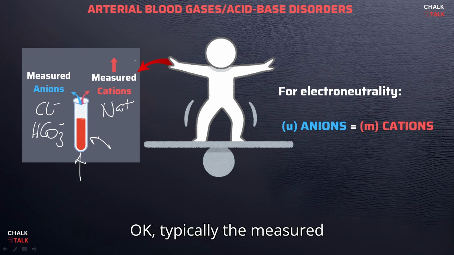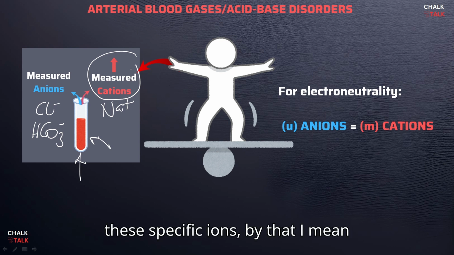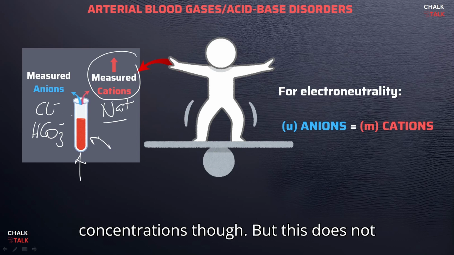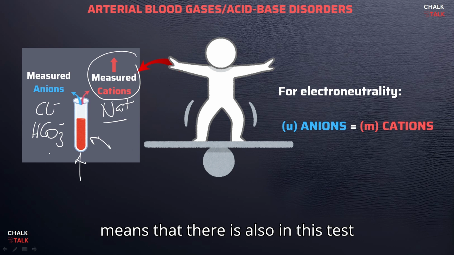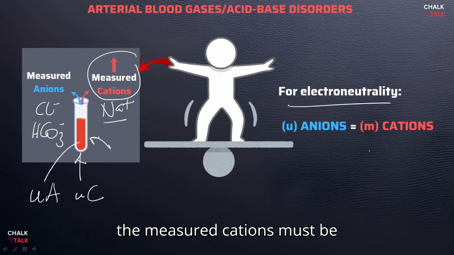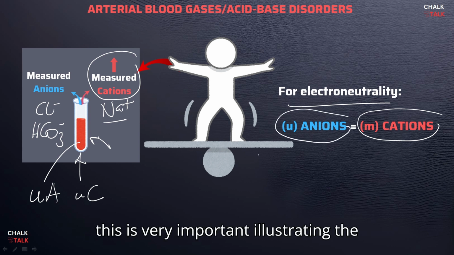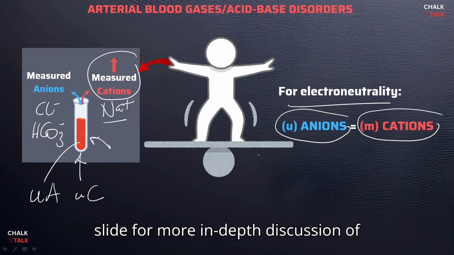Typically the measured cations are more than the anions. It's important to say that these specific ions, by that I mean sodiums, chlorides, and bicarbonates, are typically in higher concentrations, though. But this does not encompass all the possible cations and anions present in the body. That means that there are also in this test tube unmeasured anions as well as unmeasured cations. So what we can say is that for a proper electroneutrality, the sum of the measured cations plus the unmeasured cations must be exactly the same as the sum of the measured anions plus the unmeasured anions. This is very important, illustrating a fundamental principle of physiological chemistry. Now let us move to the next slide for a more in-depth discussion of anion gap.